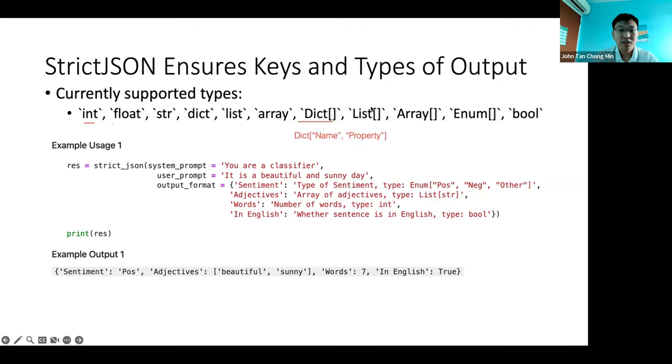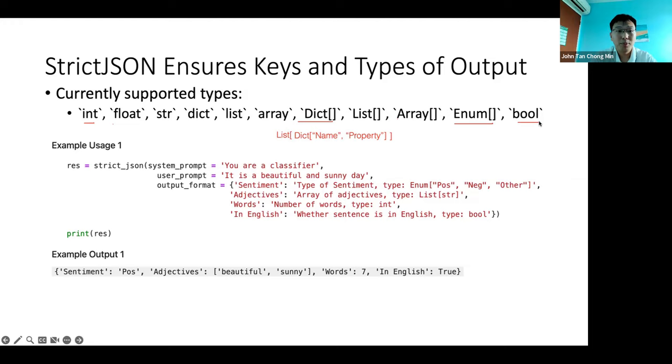Okay, list, all right, you can put nested lists over here. So if you want to enclose your dict in a list, like a list of dictionaries, you can just do like that. And all this will be handled in the back end by StrictJSON, all right? Array is the same as list. Later I'll explain why array was there, all right? Enum is to enumerate over a list of choices. And Boolean is true and false. Okay, so this, I think, basically covers most of the common output types that you expect.